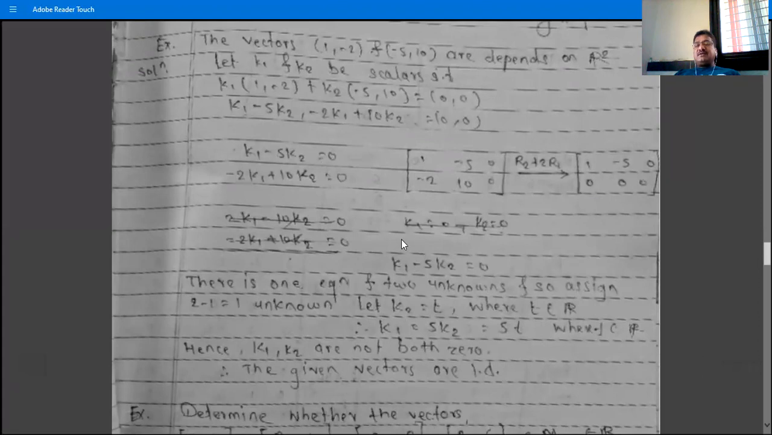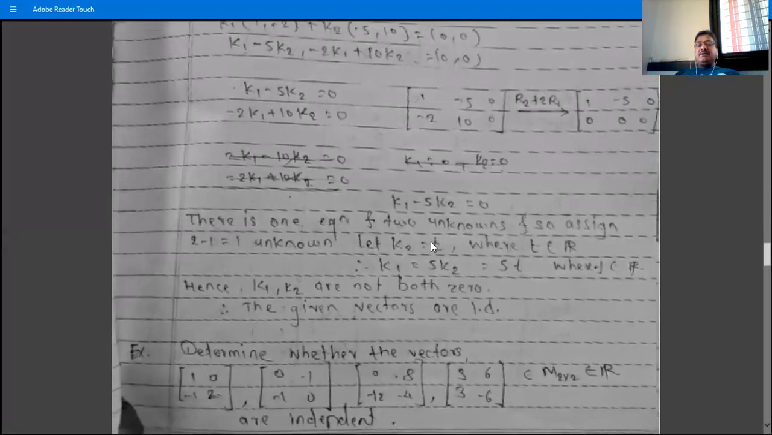So rewrite the equation. What is the equation? K1 minus 5K2 is equal to 0. So there is one equation and two unknowns. So assign 2 minus 1, that is 1 unknown. Suppose we assign K2 equal to t, because unknowns are 2 and equations are 1. So 2 minus 1, that is 1, is the difference. So we have to assign 1 unknown. Suppose K2 is t, and therefore t is any real number, where t belongs to R.